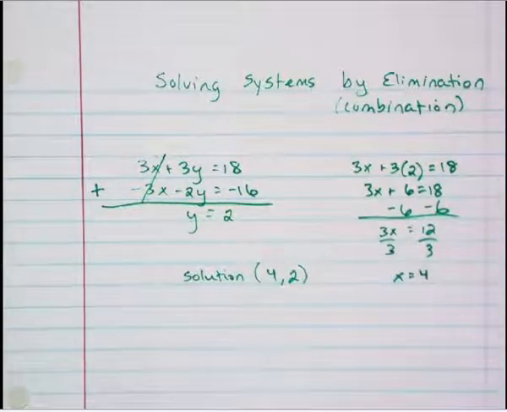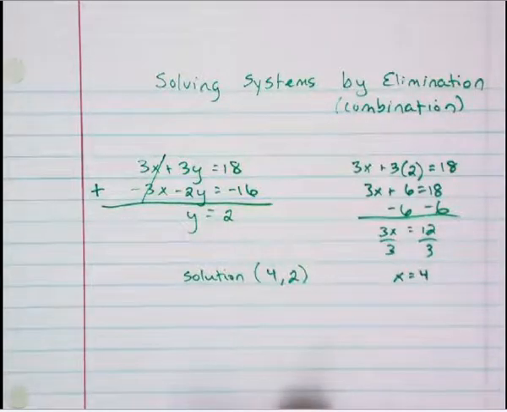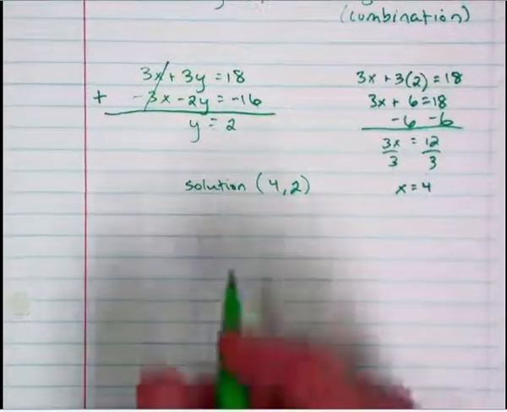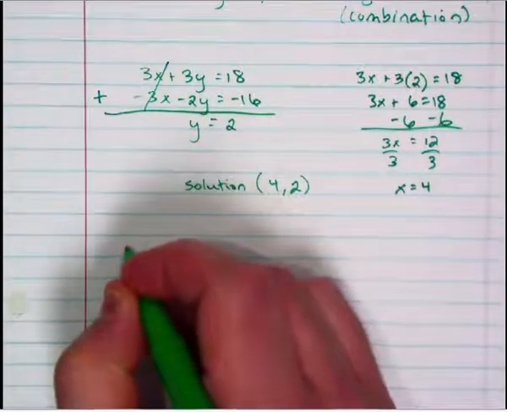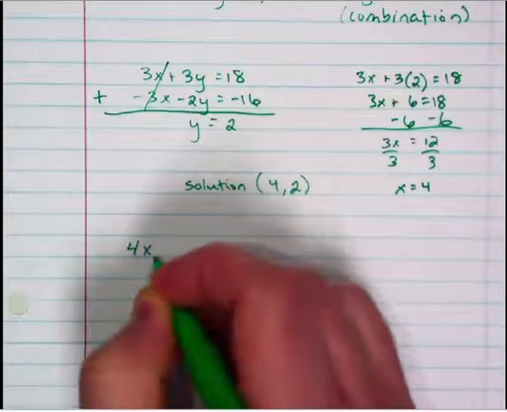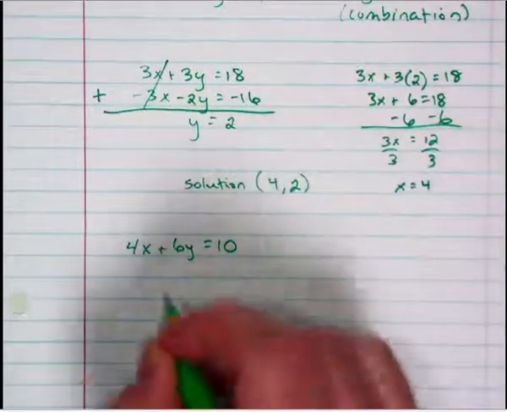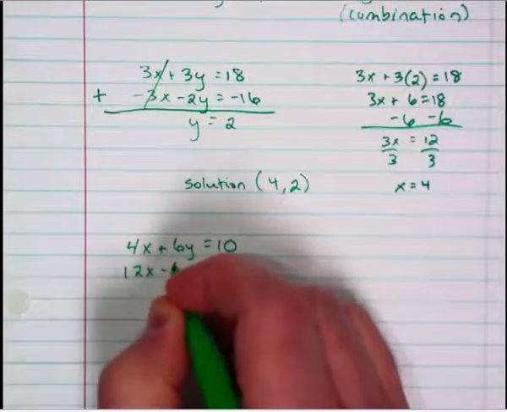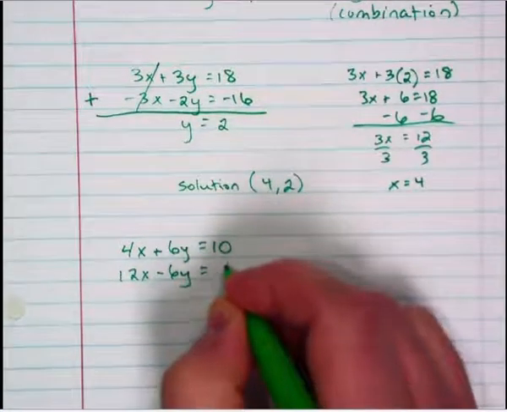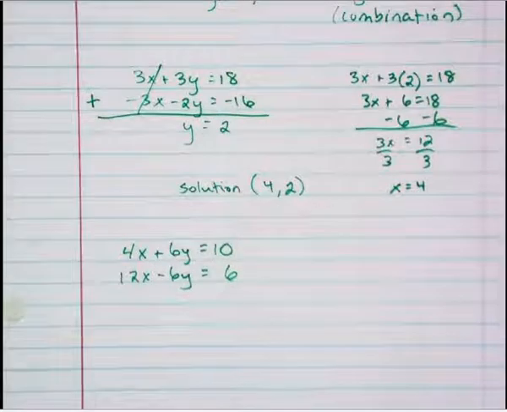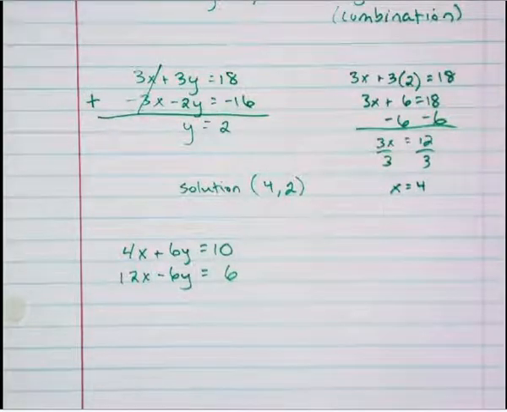This is the elimination method. It just so happened that everything was lined up and my x's were additive inverses of each other, meaning they were exact opposites, positive 3 and negative 3. But keep in mind the first thing that I did was looked at the problem to see what there was to see. So if I was to give you something like 4x plus 6y equals 10, and 12x minus 6y equals 6, again, the first thing I'm going to do is see what there is to see.